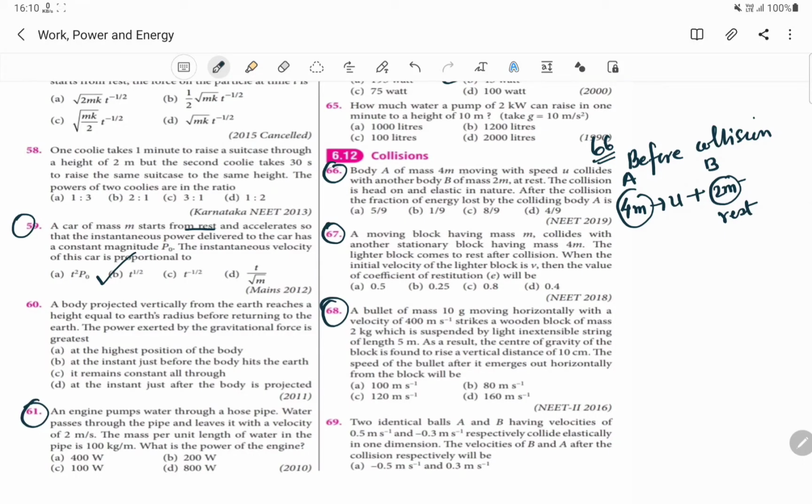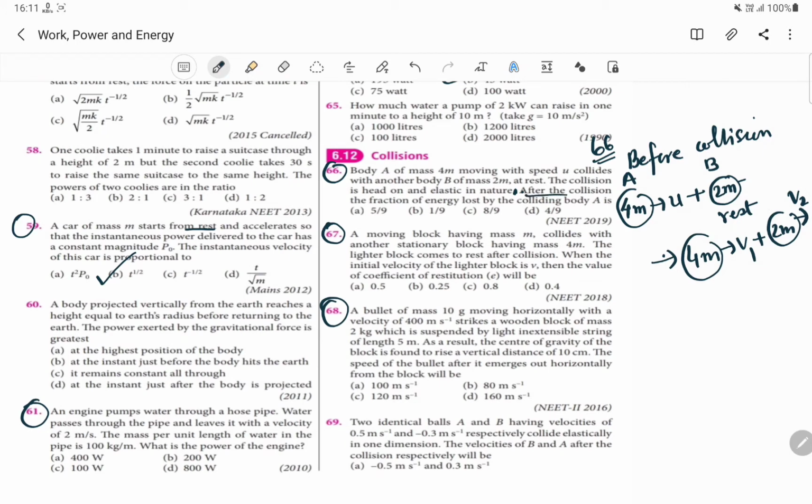The body of mass 4m moving with a speed u collides with another body of mass twice m at rest. The collision is head on and elastic in nature. After the collision, 4m will be moving with velocity v1 and the other, twice m, will be moving with velocity v2. Initially body B was at rest, but after collision body B will also be moving, with velocity v2.